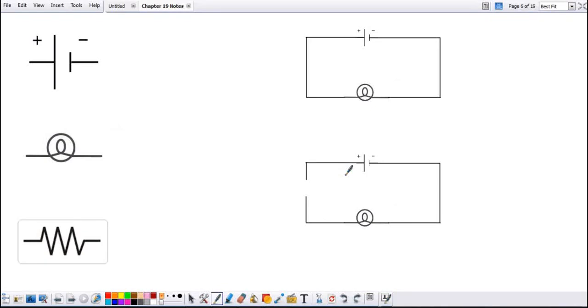Okay, we're going to start talking about circuits. The first type we're going to talk about is a series circuit, and in order to do that, we first need to look at schematic diagrams, okay? So we just need to understand what everything is.